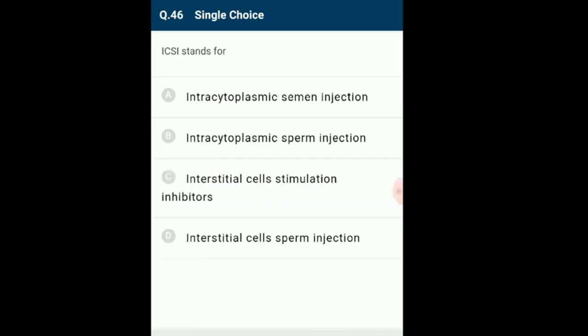Question number 46. ICSI stands for intracytoplasmic sperm injection. It is a specialized form of in vitro fertilization that is used primarily for the treatment of severe cases of male factor infertility. In the ICSI process, a tiny needle called a micropipette is used to inject a single sperm into the center of the egg. So the answer is option B. Intracytoplasmic sperm injection is called ICSI.